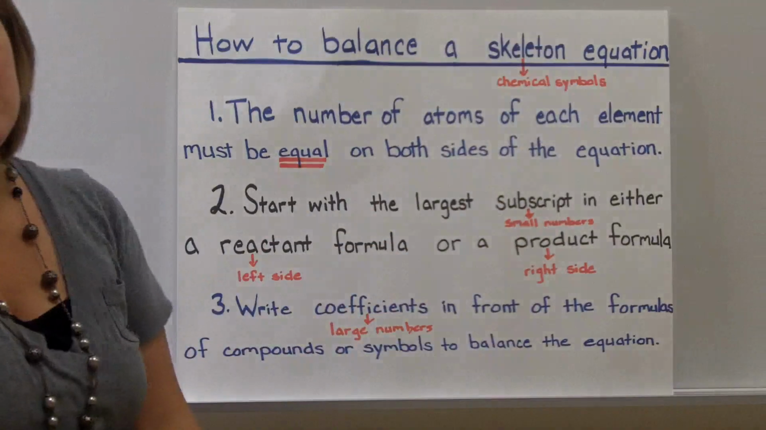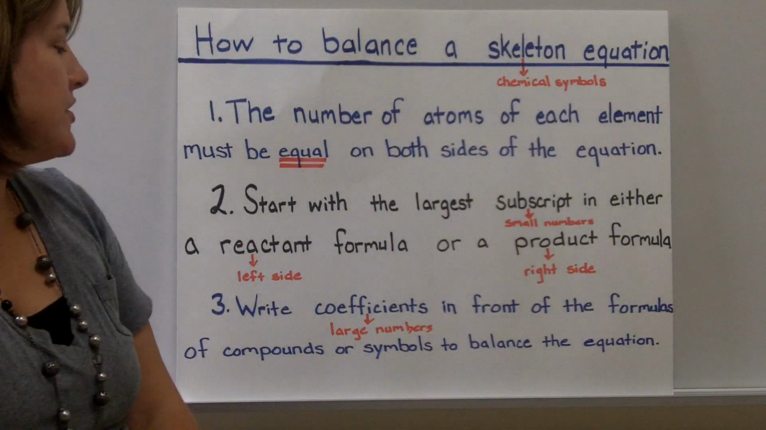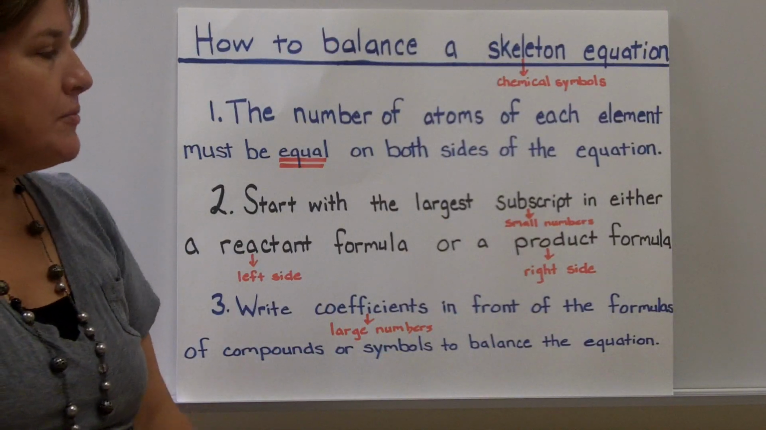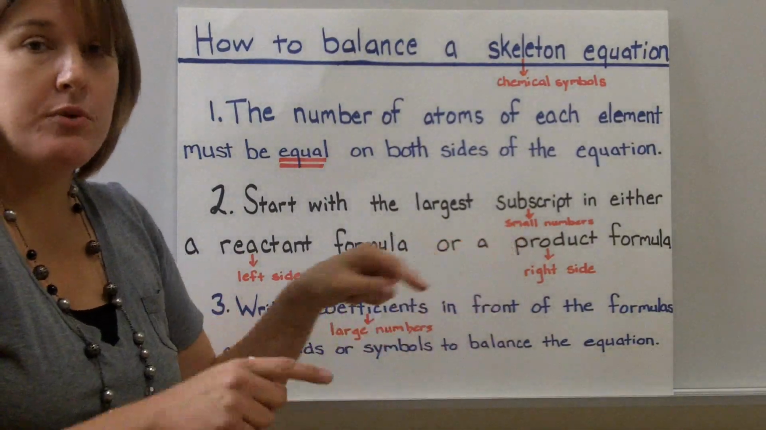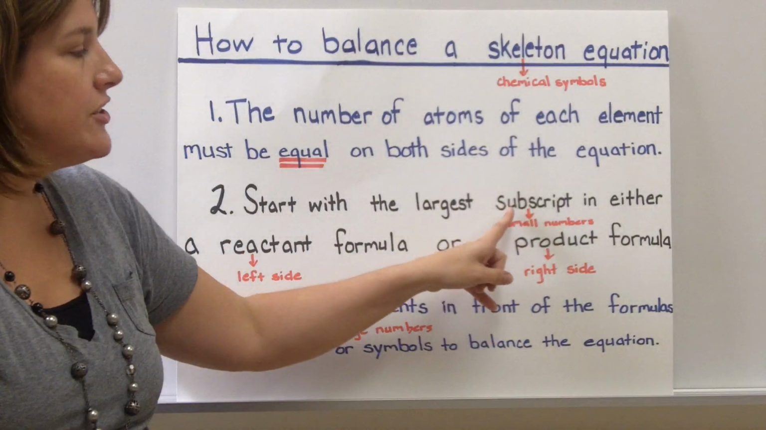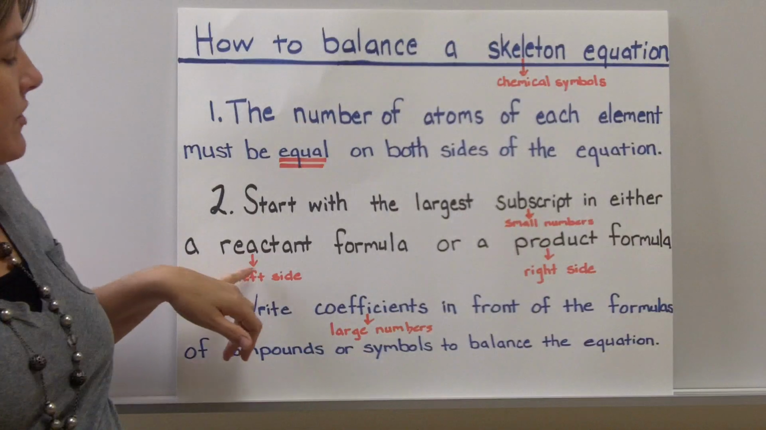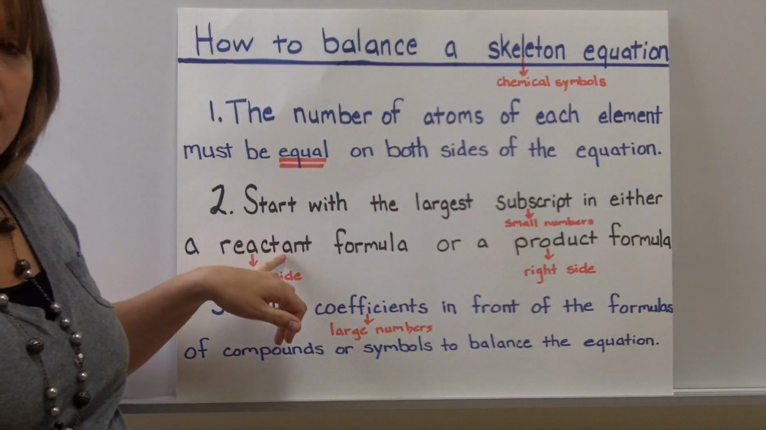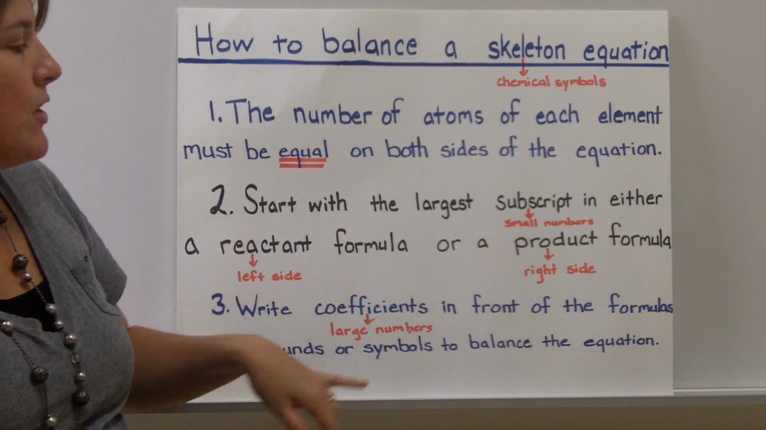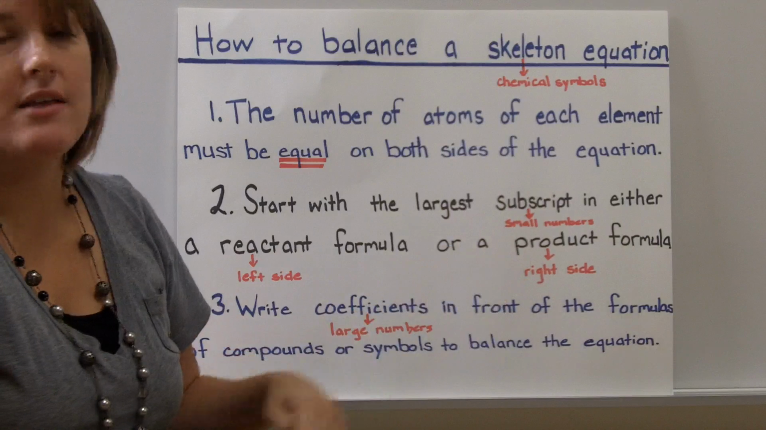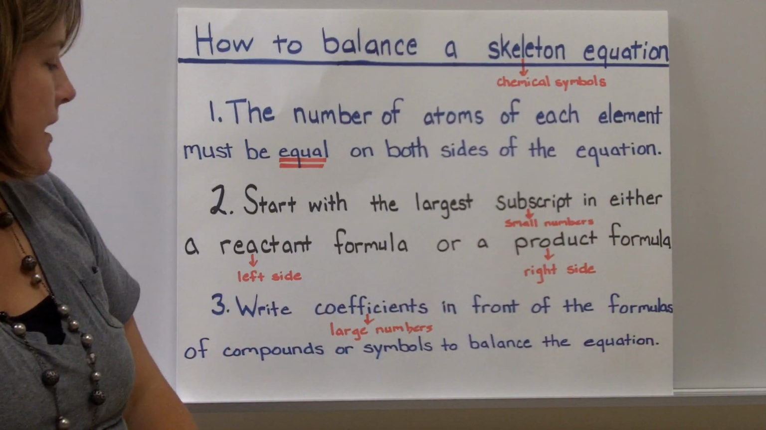Now, two more steps just to tell us how we actually balance the equation. Well, I gave you a hint in here. Start with the largest subscript. Those are the small numbers we've been working with this week to write correct chemical formulas. Start with the largest subscript on either the left side of the equation or the right side. The left side we call in chemistry the reactant formula, and on the right side of the equation we refer to those as products. So a formula on the right side would of course be a product formula.